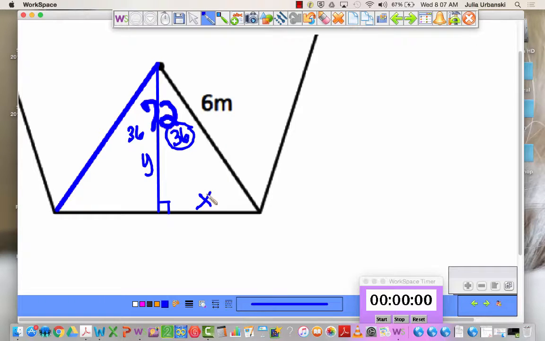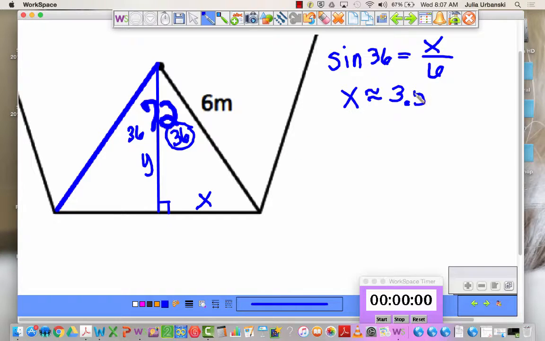Can you do it without me writing the letters? If you choose X and 6, what word would that be? Sine. Good. That's the opposite. That's the hypotenuse. So do the sine of 36, and it equals opposite X over 6. Cross multiply it. There's no dividing because the X is on top. Make sure your calculator is in degrees, and tell me what we got. 3.5. Sounds good. We all agree? Please tell me if it's not 3.5. Okay.